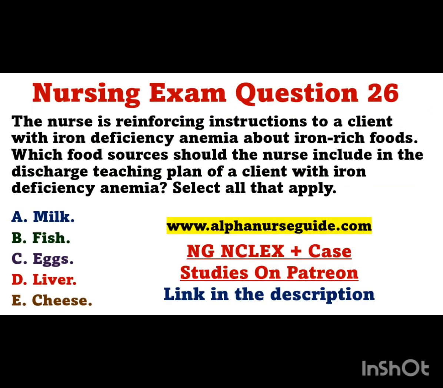The nurse is reinforcing instructions to a client with iron deficiency anemia about iron-rich foods. Which food sources should the nurse include in the discharge teaching plan of a client with iron deficiency anemia? Select all that apply. A. Milk. B. Fish. C. Eggs. D. Liver. E. Cheese.